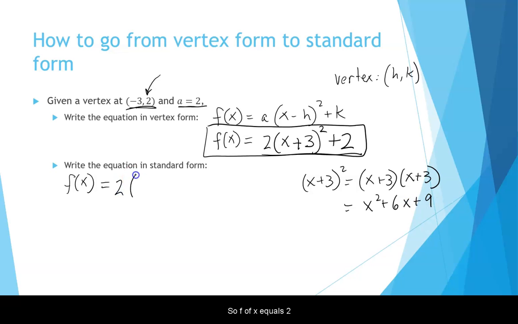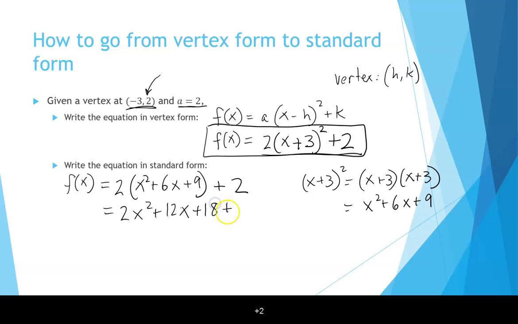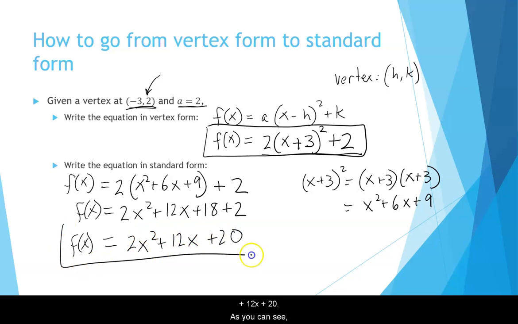So f of x equals 2 times x squared plus 6x plus 9 plus 2. That's 2x squared plus 12x plus 18 plus 2, which finally becomes 2x squared plus 12x plus 20. As you can see, you can't really spot the vertex being -3, 2 in there.